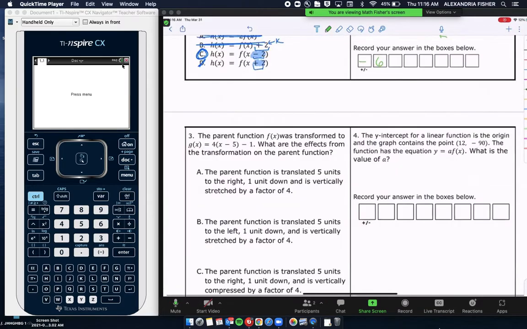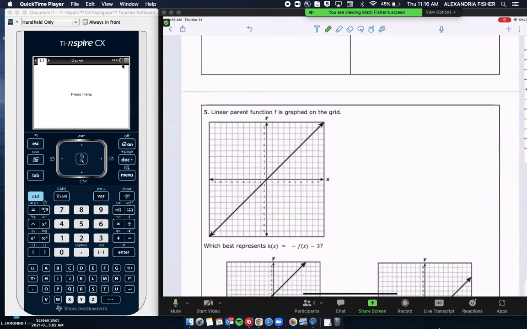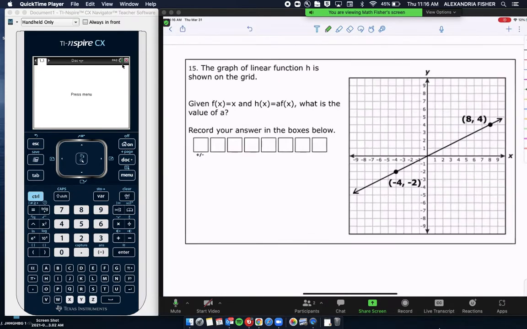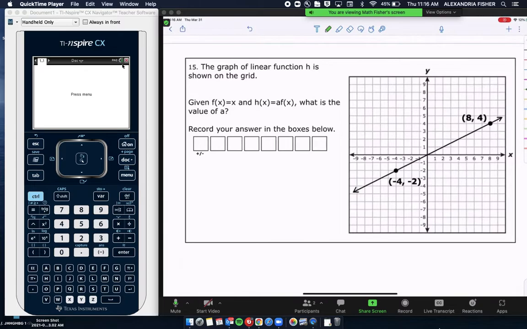Now I want to show you one more example, and I want to point something out. Remember that origin is going to be 0, 0. Okay? 0, 0. That's not the example I'm going to do. I'm going to go all the way down to example 15. And I'm going to explain how to do it, but you're going to do it.